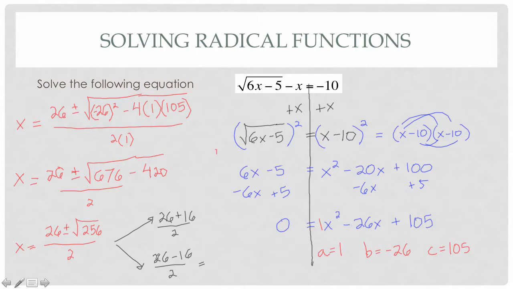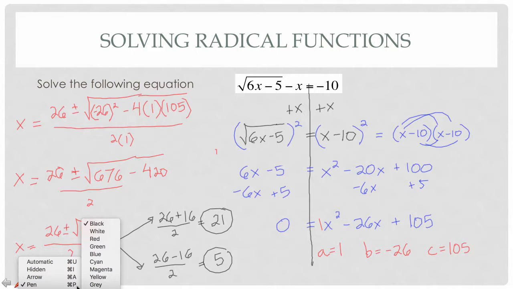If I simplify those out, 26 minus 16 is 10. 10 divided by 2 is 5. 5 is one solution. The other one, 26 plus 16 is 42. 42 divided by 2 is 21. So we might say, okay, look at that. If my value for x in this radical equation is 21 or 5, both of those are solutions. But what we don't know is whether one of these is actually an extraneous solution. We need to do some checking now.